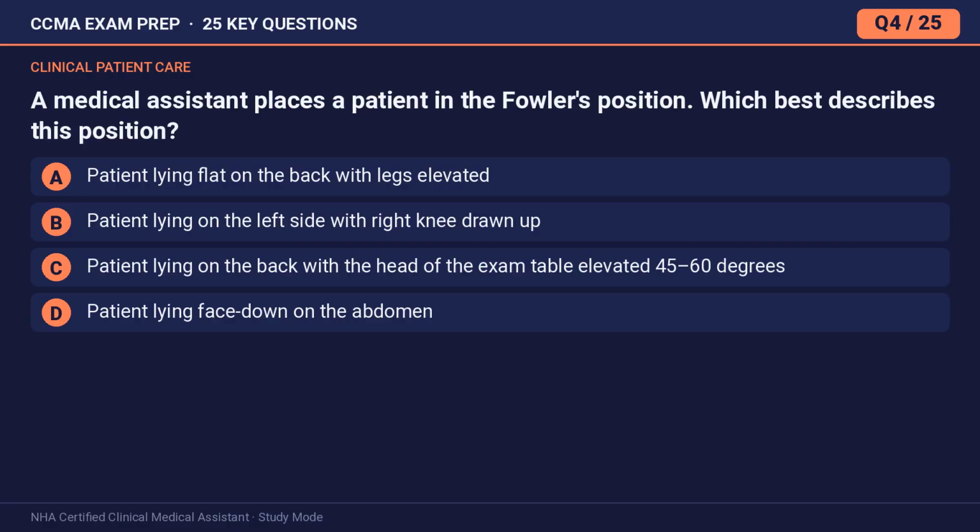The correct answer is C. The tuberculin skin test is an intradermal injection delivered at a 10 to 15 degree angle just beneath the epidermis into the dermis, creating a wheal or bleb. Subcutaneous injections target fatty tissue at 45 degrees, and intramuscular injections target muscle at 90 degrees. Inserting too deep would miss the intended layer and invalidate the test result.